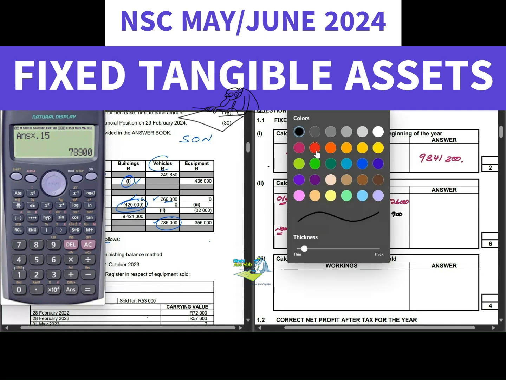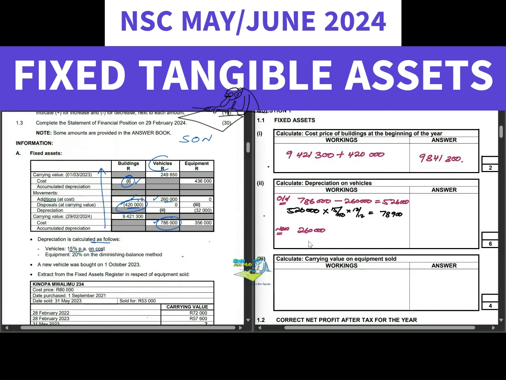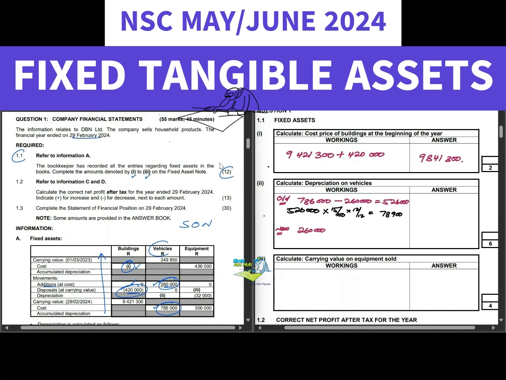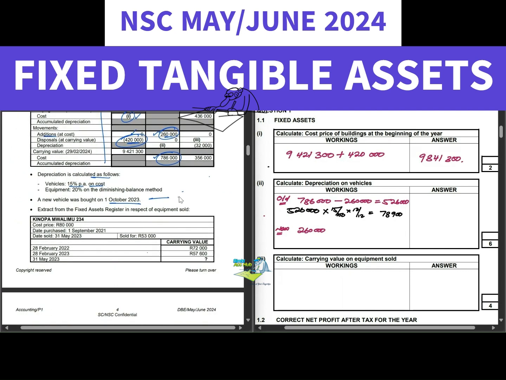Let me come now to the new. The new has a cost price of 260, which is what I see here. And they say a new vehicle was purchased on the 1st of October. And we know that the financial year is ending on the 29th of February 2024. So I'm counting from the 1st of October until 29th February 2024. So I'm going to say the 260 multiplied by 15 over 100 and then multiply by how many months? So it's going to be October, November, December, January, and February. So I have 5 over 12 months.